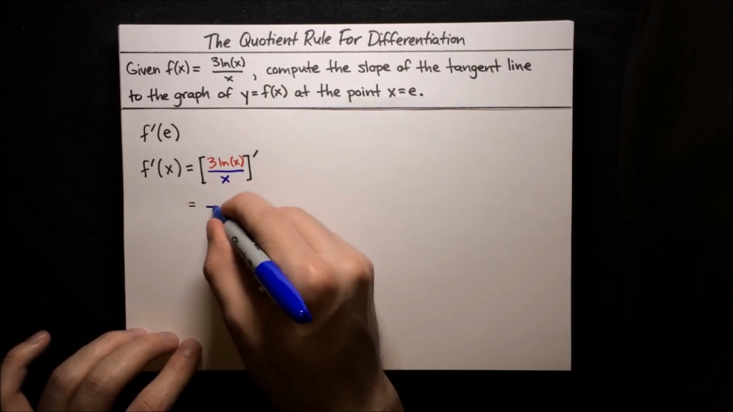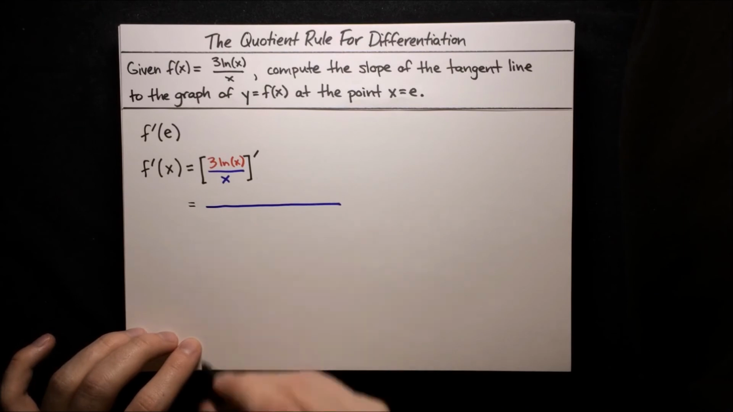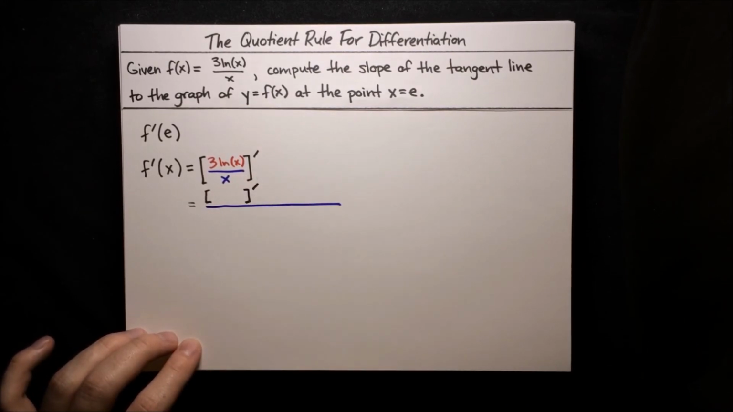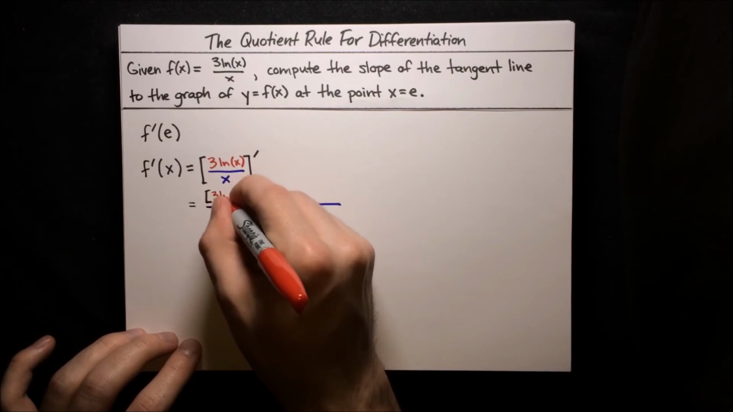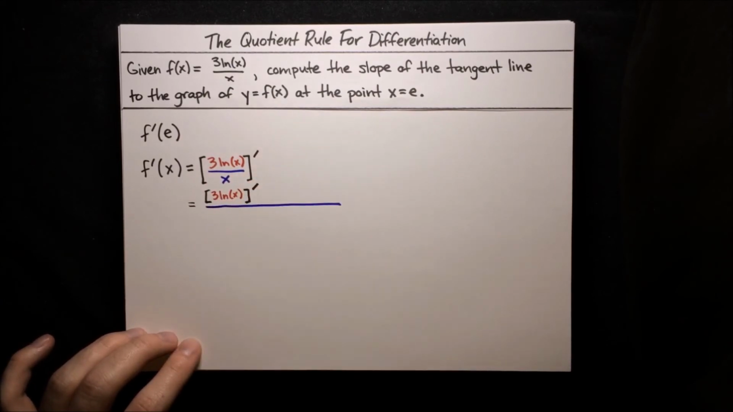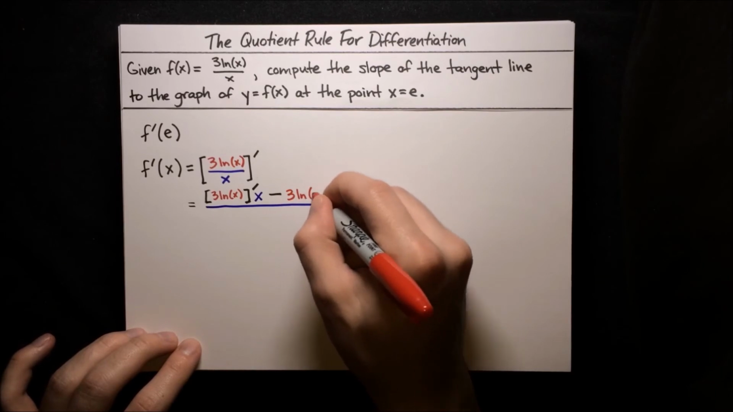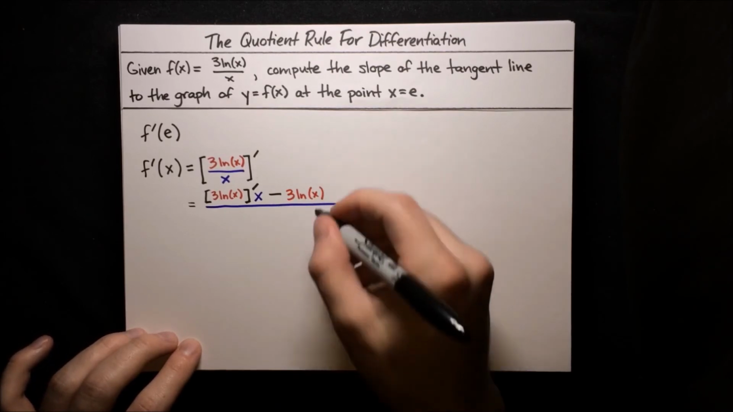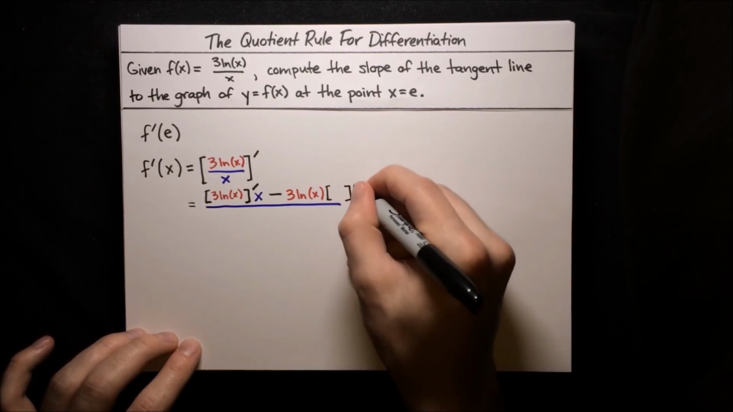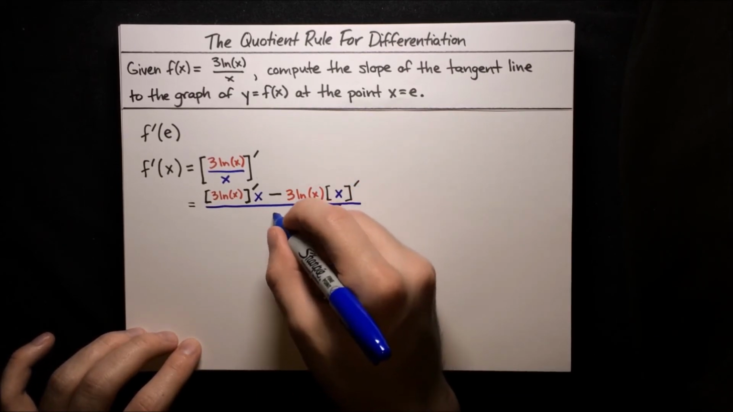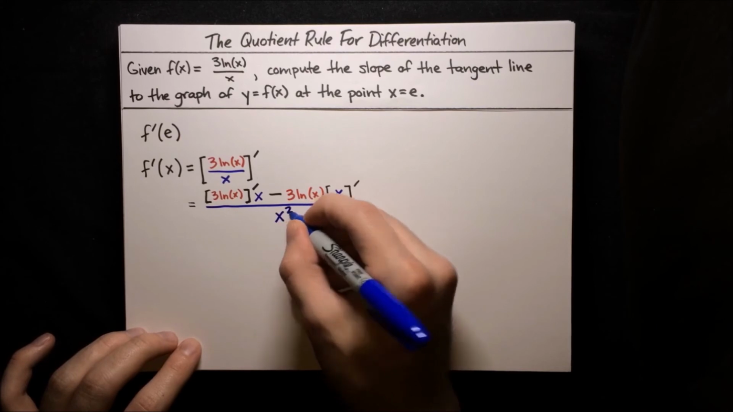The result is a fraction, and we start out by differentiating the numerator. To differentiate 3 times natural log of x, we multiply that result by x, and then subtract where the derivative is switched. So this time, instead of differentiating the numerator, we just leave the numerator alone, but we differentiate the denominator, which is just x. And now it's all over the original denominator squared, so all over x squared.